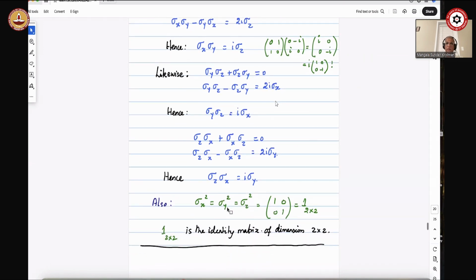And also verify this one: sigma x squared is equal to sigma y squared is equal to sigma z squared is equal to identity, 1, 0, 0, 1 in matrix.